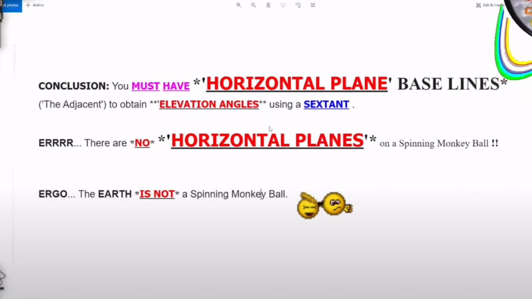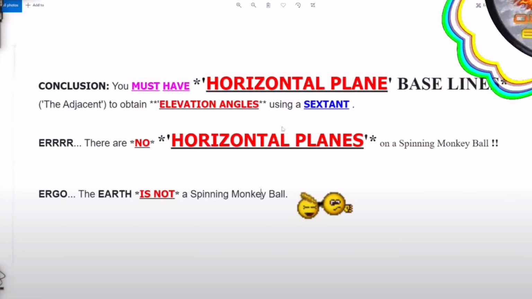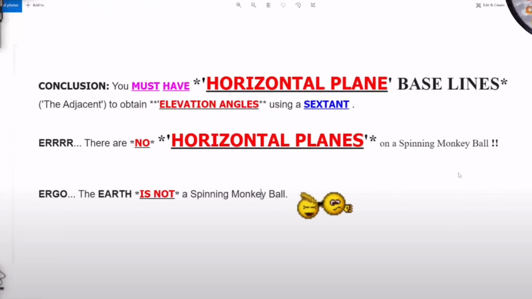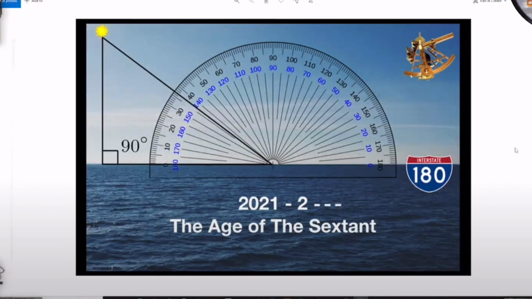There's no waffling. There's nothing you can do to parse this. It's right in your face. Call your therapist. Balltards, call your therapist. Get them in a community of therapists. You're going to need them. This is a death blow. Because there are no horizontal planes on a spinning monkey ball. Ergo, the Earth is not a spinning monkey ball. Simple as that. You're finished. Say goodnight.